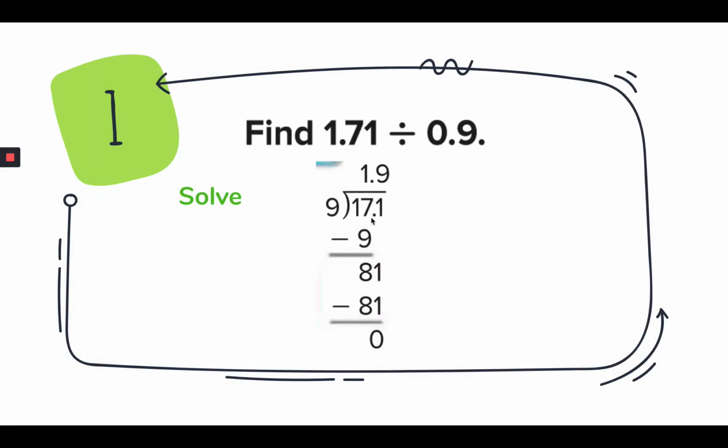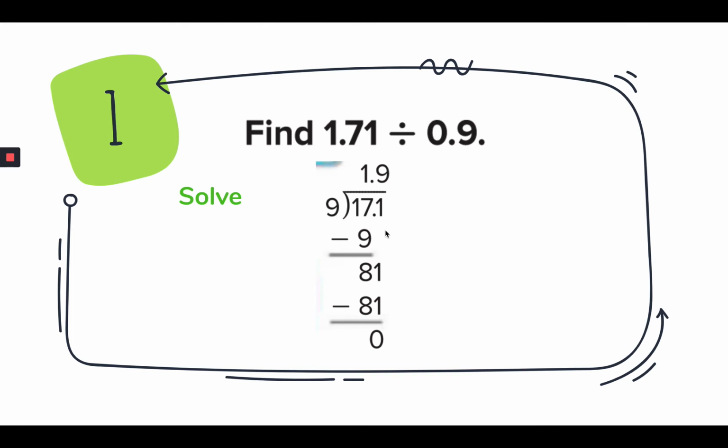So we end up with 17.1 divided by the whole number of 9. And then just to walk you through, 9 doesn't go into 1. It goes into 17 once. 1 times 9 is 9. I subtract, I get 8. I bring down my 1. 9 goes into 81 9 times. 9 times 9 is 81. What you'll notice is that my answer is 1 and 9/10, but the decimal just moves up on the line.